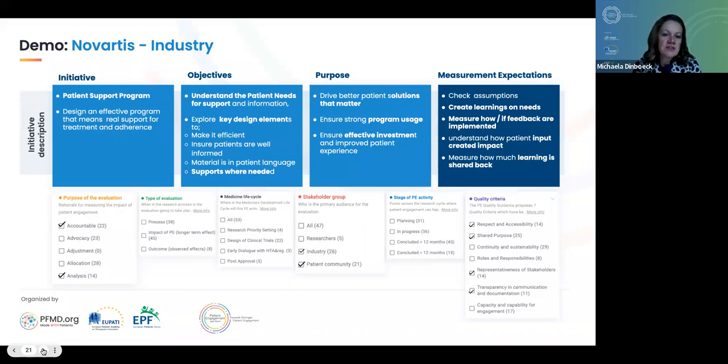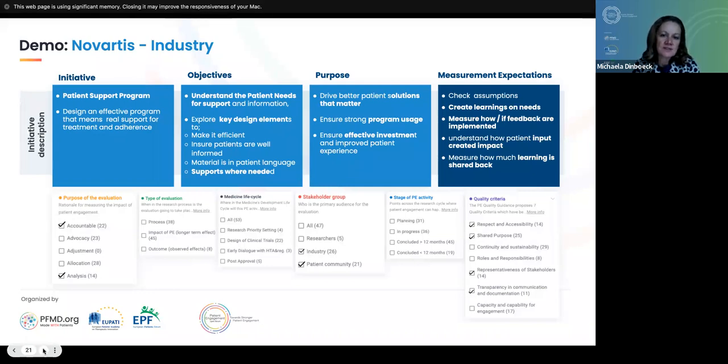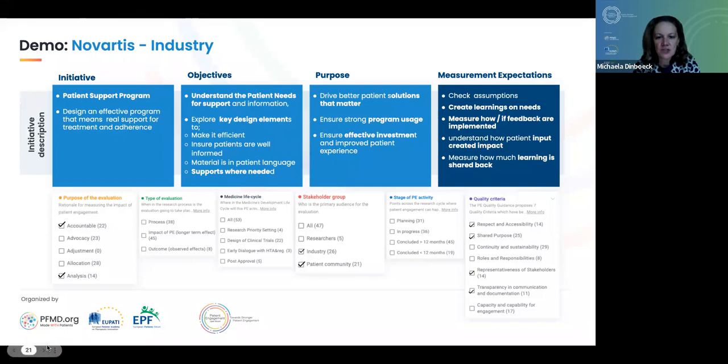And my objective in this measurement is really to understand the needs of patients and then make sure that those needs get implemented into the design elements of such a support program. And then I would like to measure if it really meets the needs of patients, if the materials are in patient language, or if the patients are really well informed by the program. So those are the elements that potentially I would like to measure in such a program.